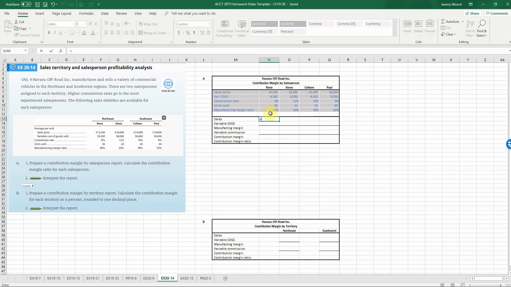So we want to do sales, and sales is going to be our sales price times units. Then our variable cost of goods sold is going to be our variable price per unit times units. Manufacturing margin is the difference between the two. And then our variable commission expense is going to be sales price times units times our commission rate.